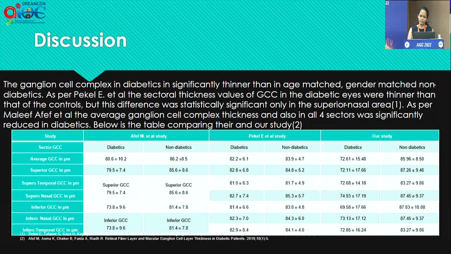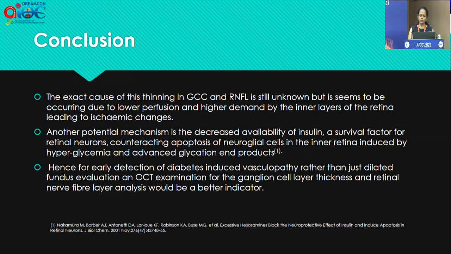Similarly, in the ganglion cell complex, there was a significant difference in both, but in one study they found that there was only a difference in superior nasal, and in the other it was found to be significantly decreased in all 4 sectors. So in conclusion, the exact cause of this thinning in GCC and RNFL is still not known, but it seems to be occurring due to lower perfusion and higher demand of the inner retinal layers, which leads to these systemic changes.